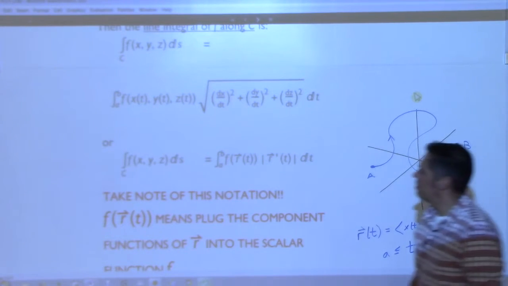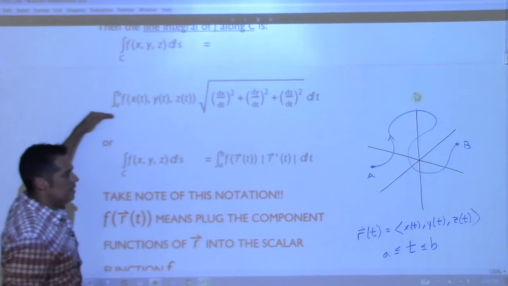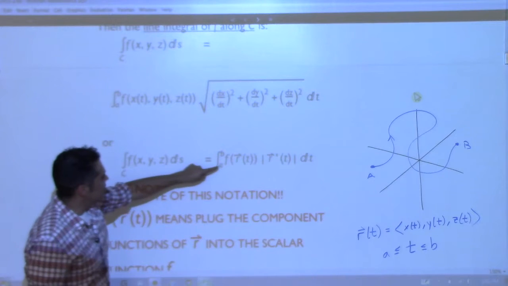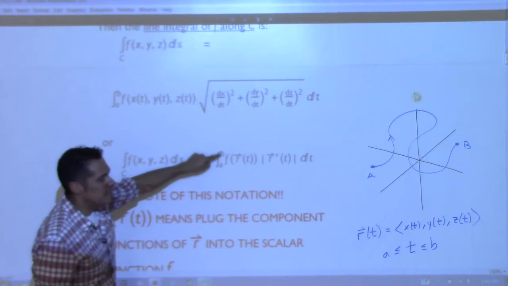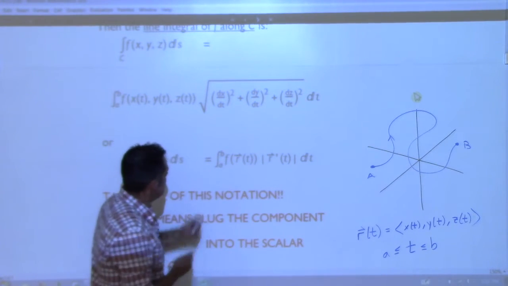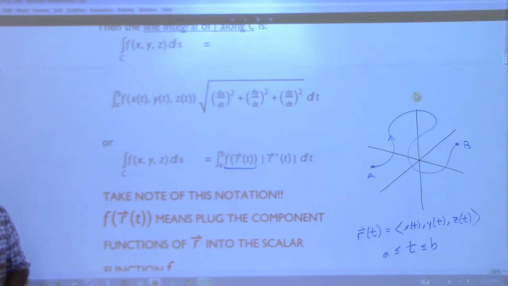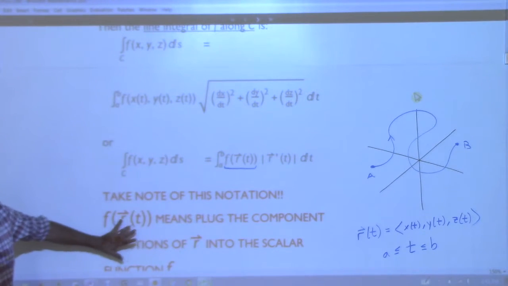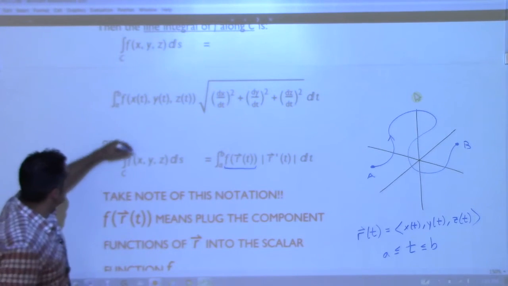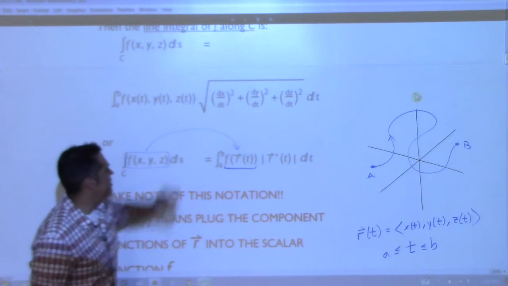So notice that this formula right here can be rewritten using that notation as follows. First, your integral is going to go from a to b, which, of course, is our restriction on t, so that's all the same. Look at this notation right here: f of r of t. And I have this big thing in red here to make you aware of what we mean by this notation. This function right here, that's the function, little f.